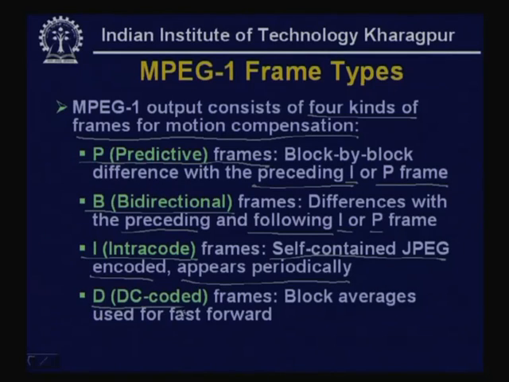However, the D type of frames, which are essentially block averages, are used for fast forward. So, they are not really used for compression. Now, let us see how I, P and B frames are used.